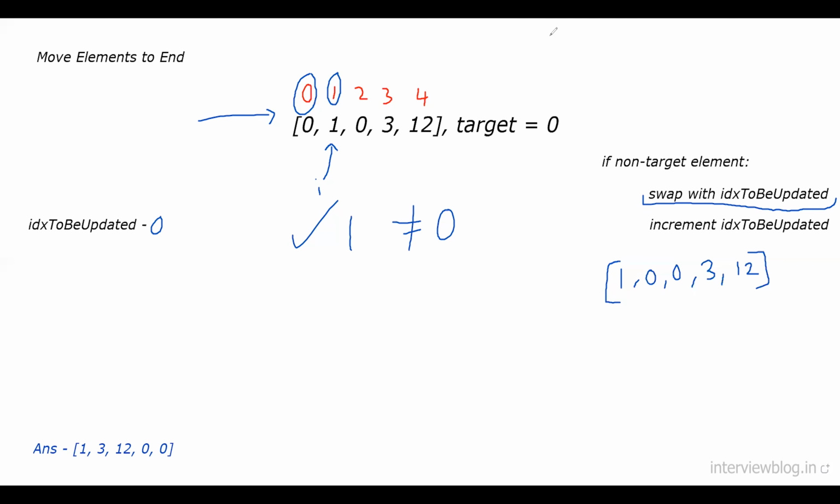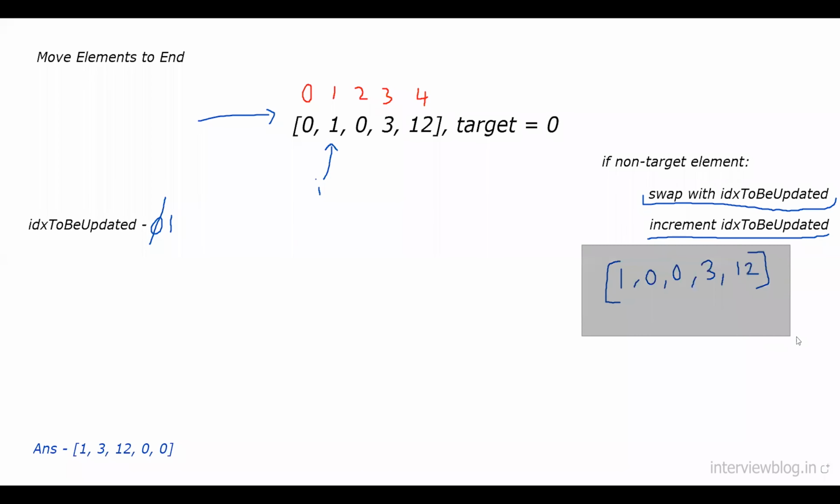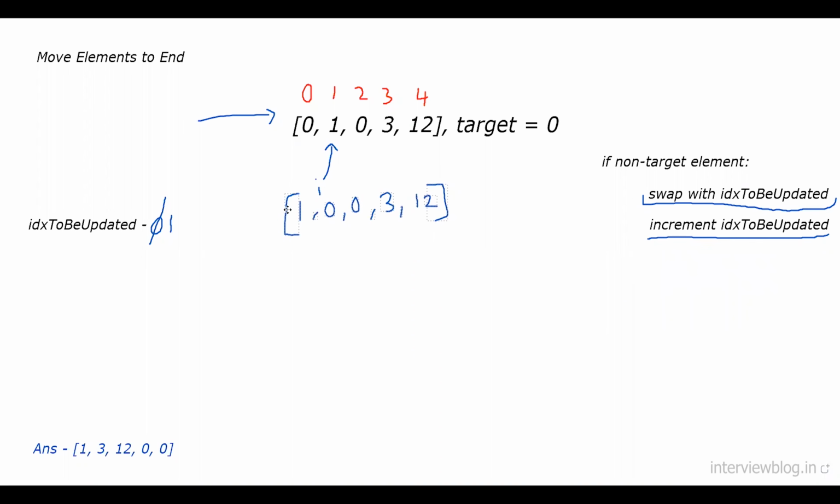So after swapping, since the value that is present in the index to be updated is already updated, we need to increment the index to be updated pointer. That is, index to be updated will now be incremented and it will hold the value 1. So let me just move this array here. So now I will continue to traverse the input array.